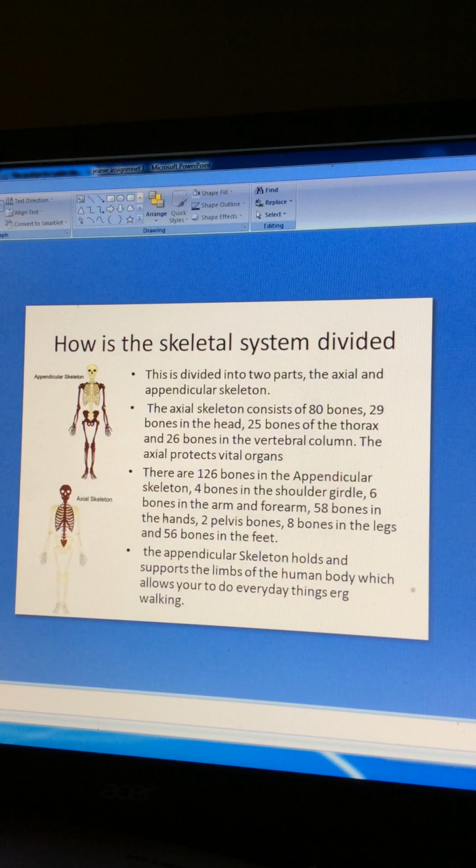There are 126 bones in the appendicular skeleton: 4 bones in the shoulder girdle, 6 bones in the arm and forearm, 58 bones in the hands, 2 pelvis bones, 8 bones in the legs and 56 bones in your feet. The appendicular skeleton holds and supports the limbs of the human body, which allows you to do everyday things.